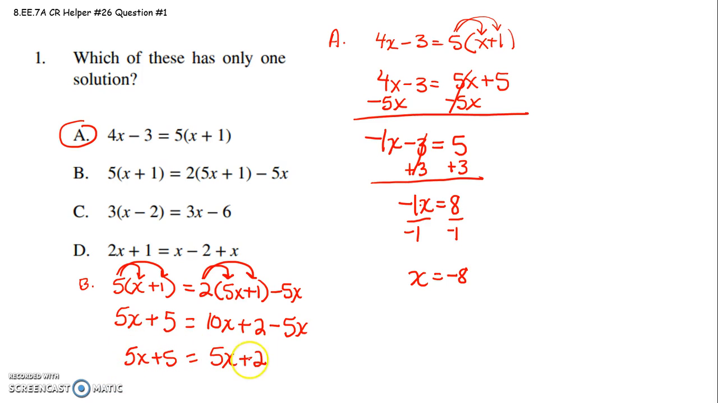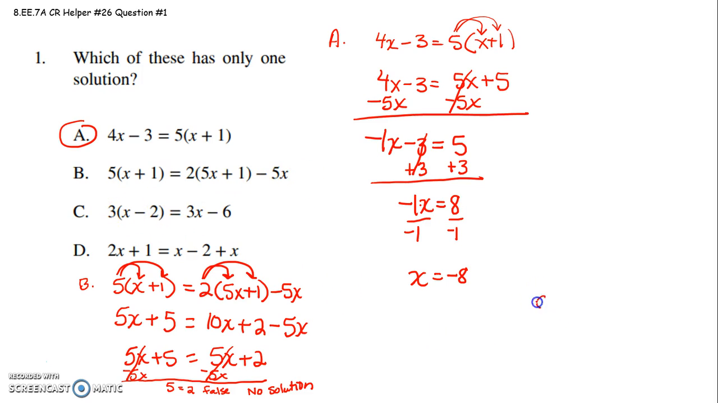I can immediately see that this will be no solution, but if you can't, you just keep solving. Subtract 5x on both sides. I can see my 5x's zero out on both sides, and I end up with 5 equals 2. 5 equals 2 is a false statement. 5 does not equal 2. Therefore, your answer for that would be no solution. So for letter B, that one would be no solution.